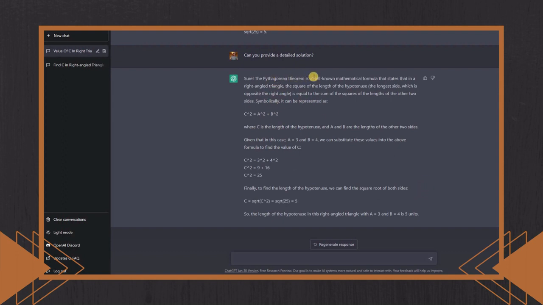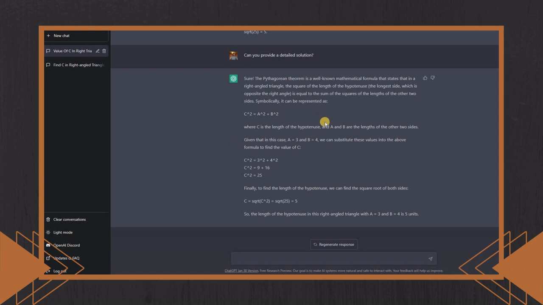So it says, sure, the Pythagorean theorem is a well-known mathematical formula that states that in a right angle triangle, the square of the length of the hypotenuse, the longest side, which is opposite the right angle, is equal to the sum of the squares of the lengths of the other two sides. Okay, so that is true. Symbolically, it can be represented as C square is equal to A square plus B square, where C is the length of the hypotenuse and A and B are the lengths of the other two sides. Given that in this case A equals 3 and B equals 4, we can substitute these values into the above formula to find the value of C.